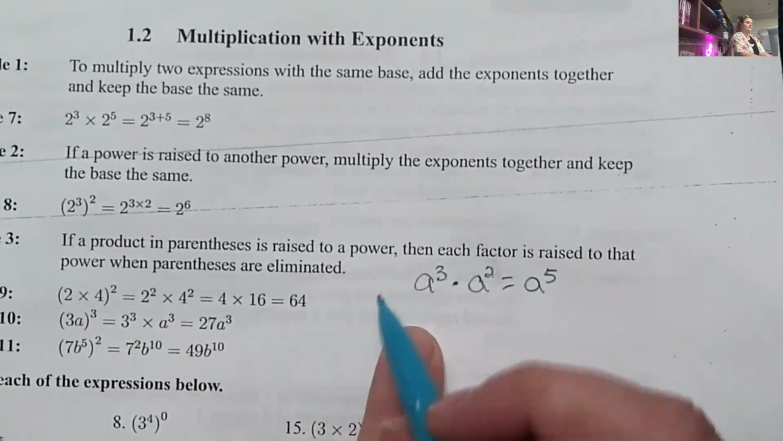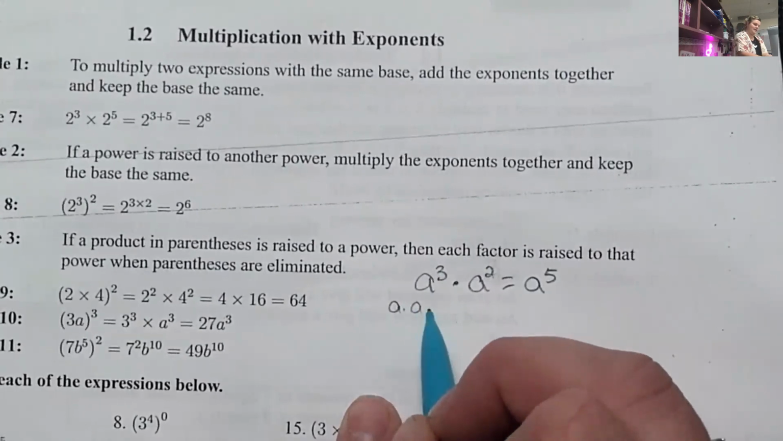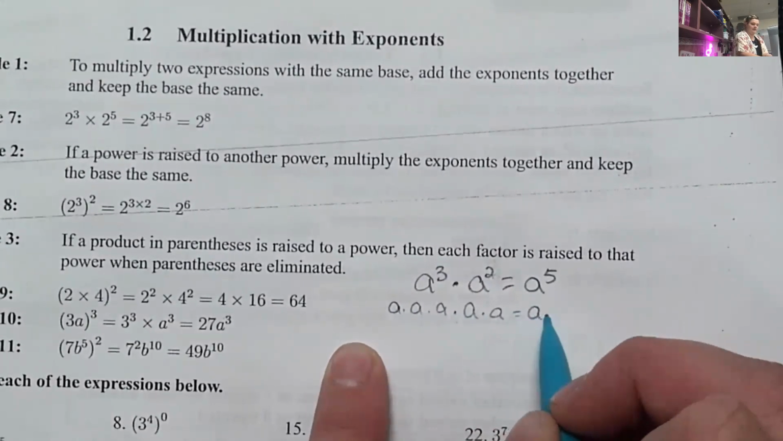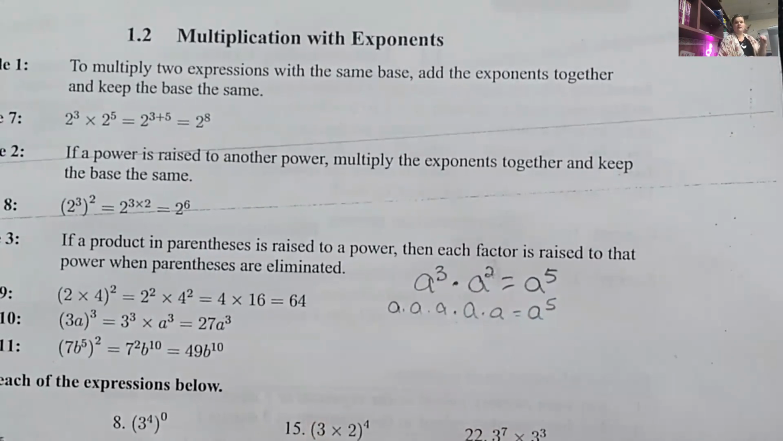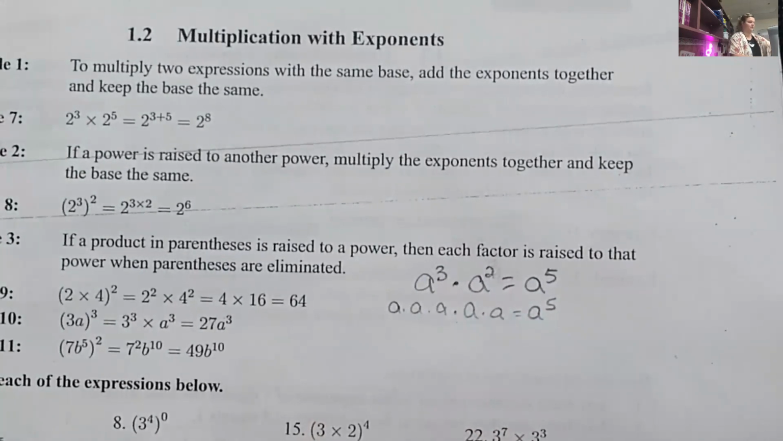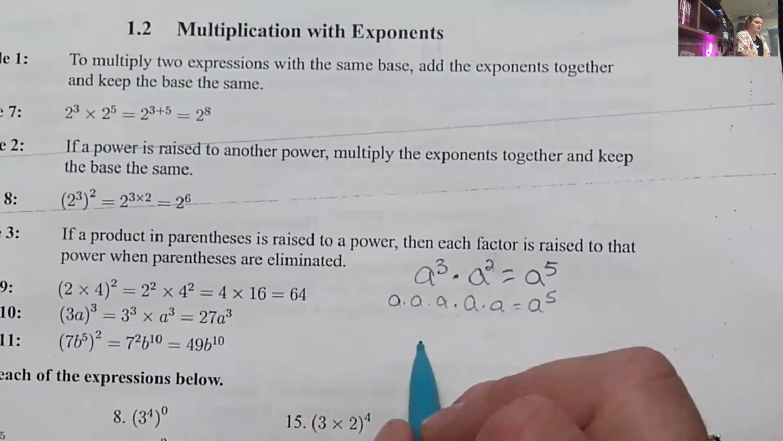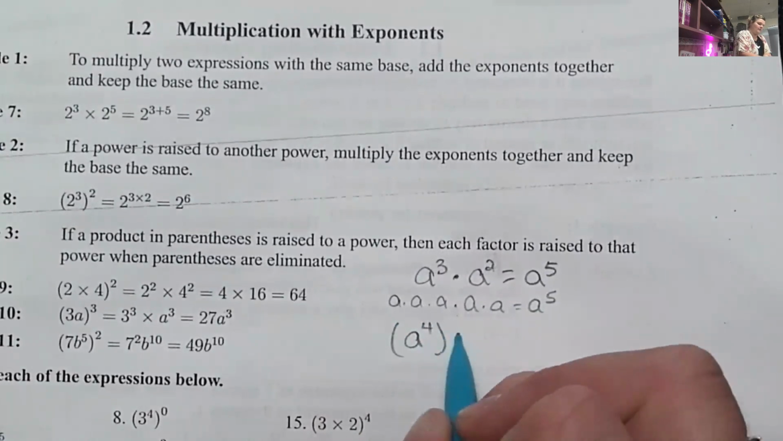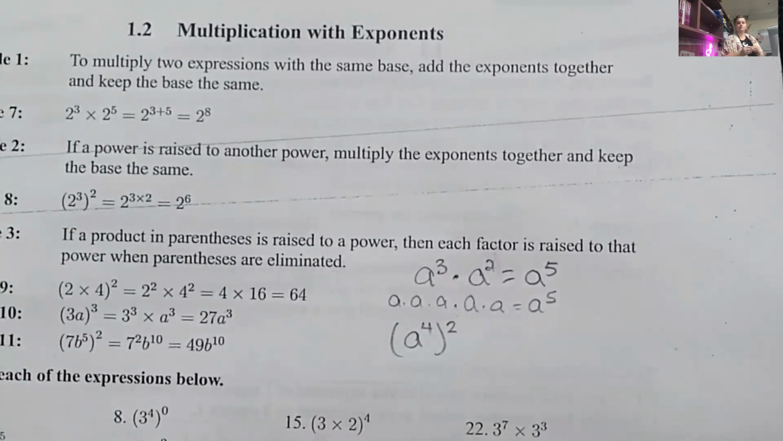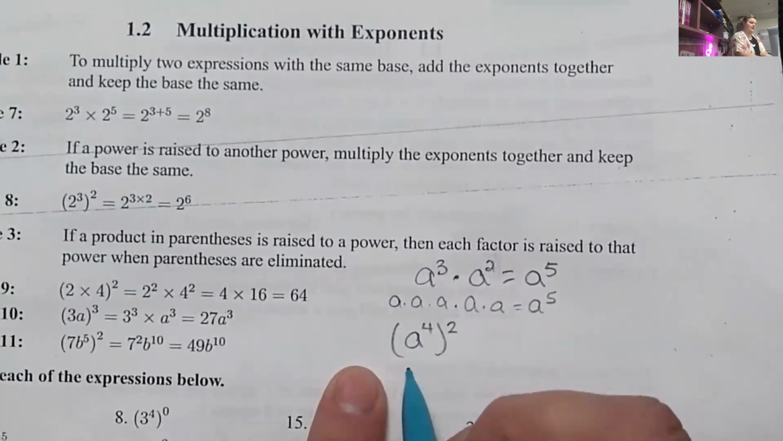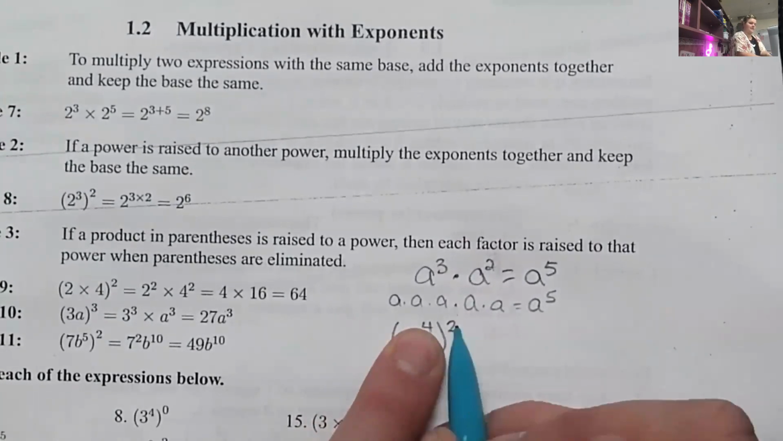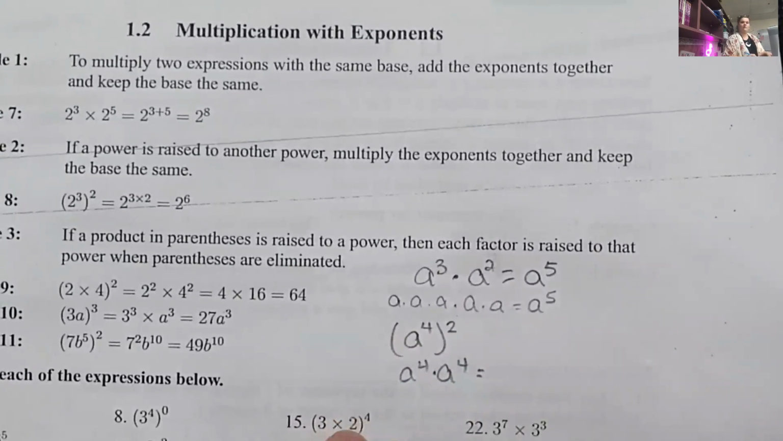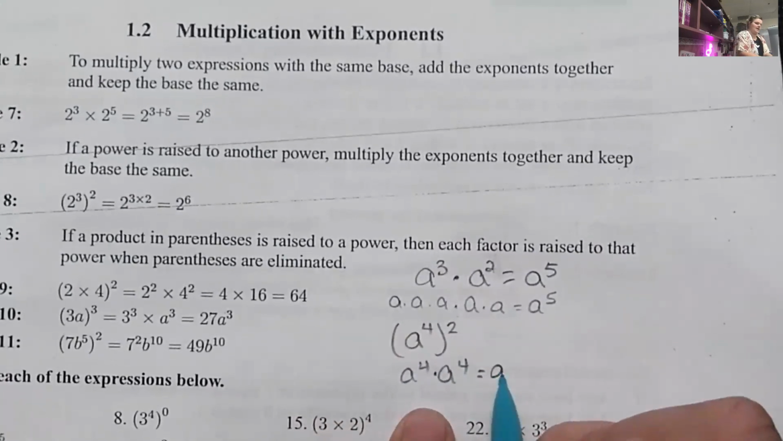And the reason this makes sense is because a to the 3rd would be a times a times a. A to the 2nd would be a times a. Well, how many did I have? I had 5 of them. Okay, same concept goes when you have it raised to an exponent. So let's say I had a to the 4th all raised to the 2nd power. Well, this just means that this is happening twice. So you'd have a to the 4th times a to the 4th. Well, if I add those exponents, that's a to the 8th.